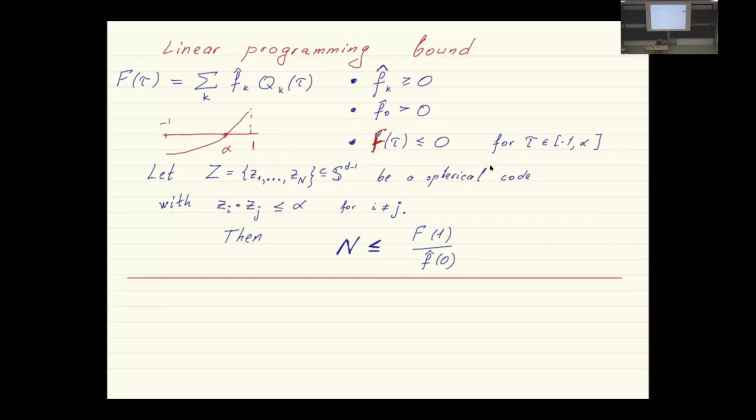Okay, so the function has to be positive definite, according to Schoenberg's theorem. And you need an additional condition that the function is not positive for tau below alpha. Okay, well, the proof is very simple now with everything that we know.